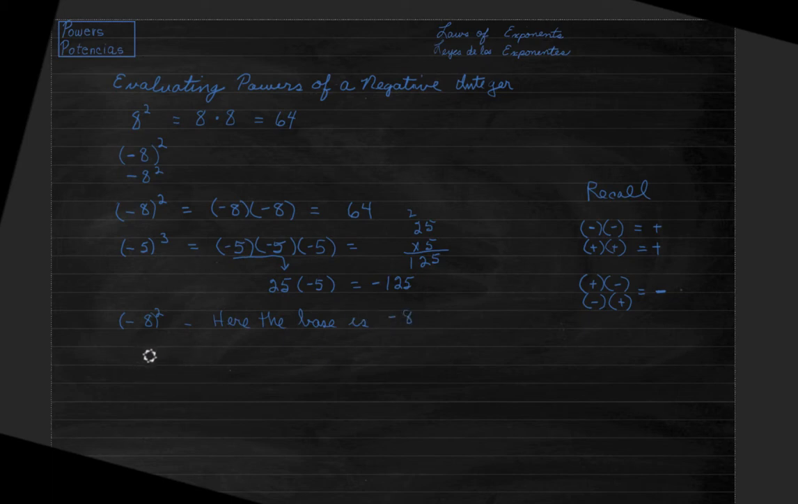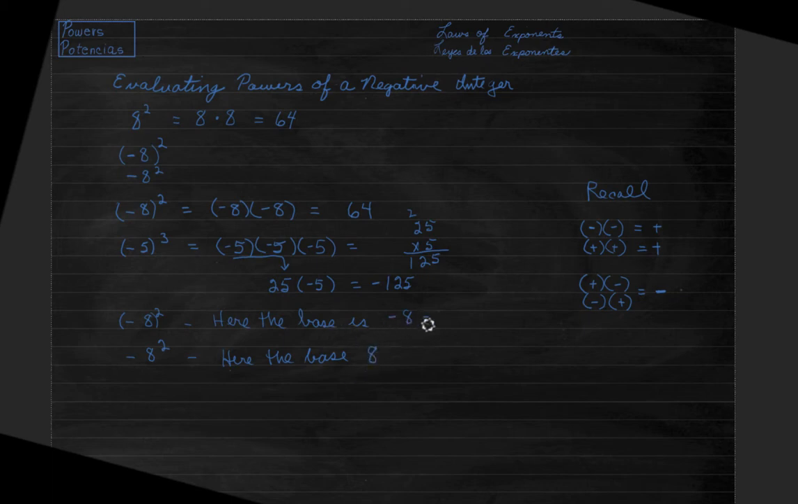But if you write it without the parentheses, then the base is not a negative 8. The base is a positive 8 raised to the second power. The negative is being applied to the whole square. So here the base is just an 8. It's a positive 8.